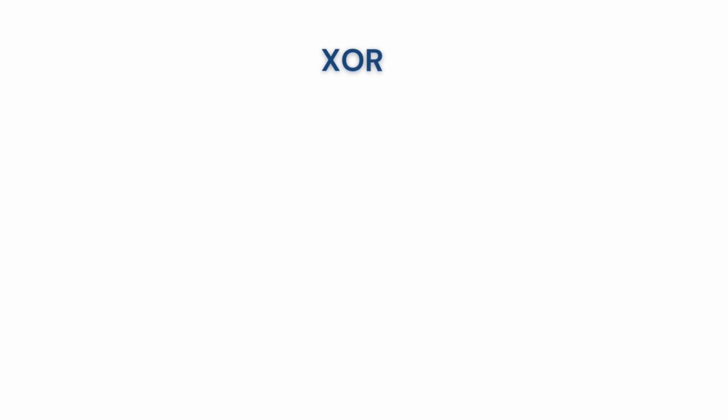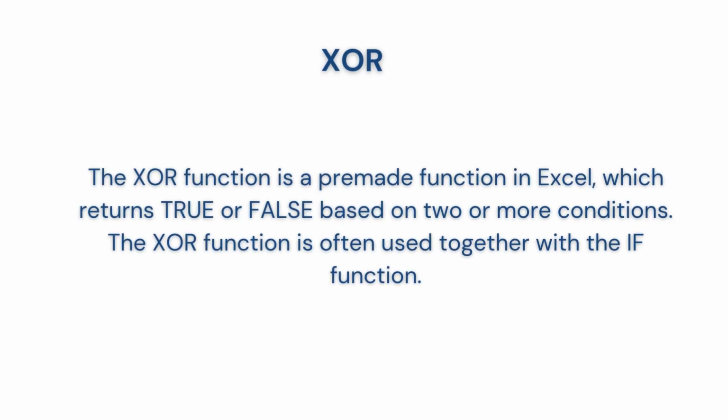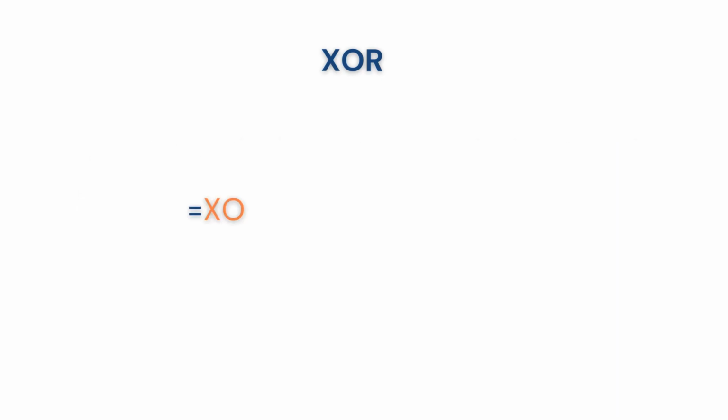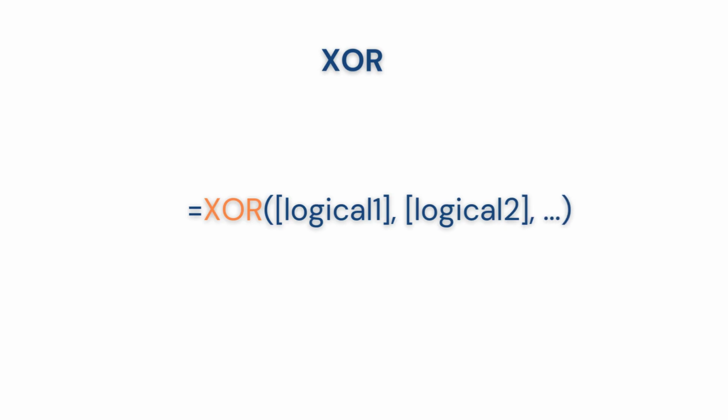Then we have the XOR function. This function returns true or false based on two or more conditions, and again this function is also used with the IF function. And the syntax for this is equals to XOR of logical 1, comma logical 2 and more. Again logical refers to condition here.